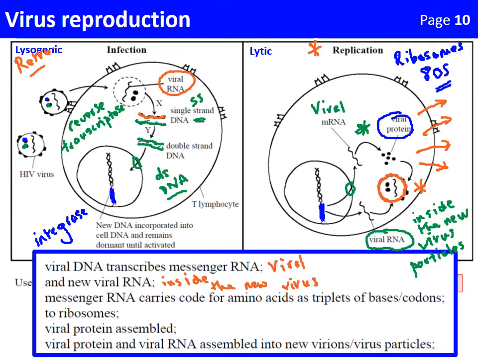Messenger viral RNA carries the genetic code for the amino acid sequence of the capsid proteins. So you need to reference the genetic code being a sequence of codons. Each codon specifies a certain amino acid within the new viral protein. Translation occurs at the ribosomes, so they're the host ribosomes, 80S ones. We know viral proteins are then assembled into the capsid, so you could put here capsid. Viral protein and viral RNA inside the capsid are assembled into new virions or new virus particles, which then get released through the lytic life cycle.